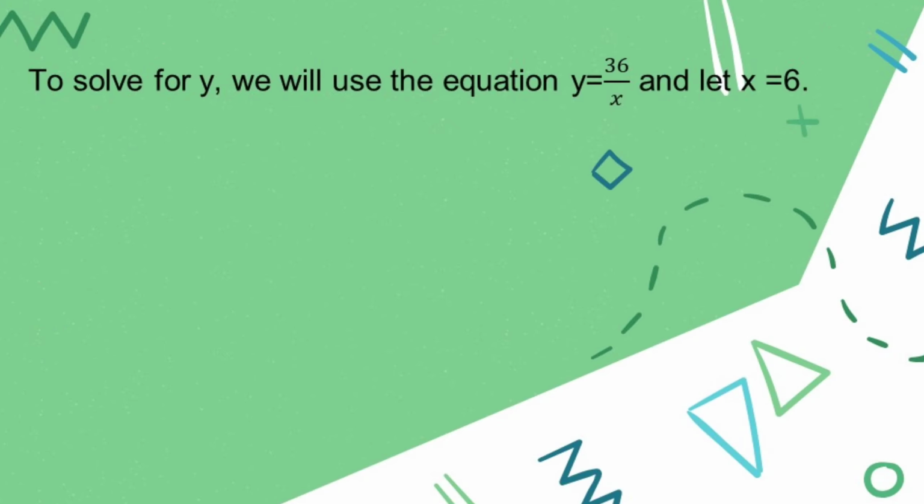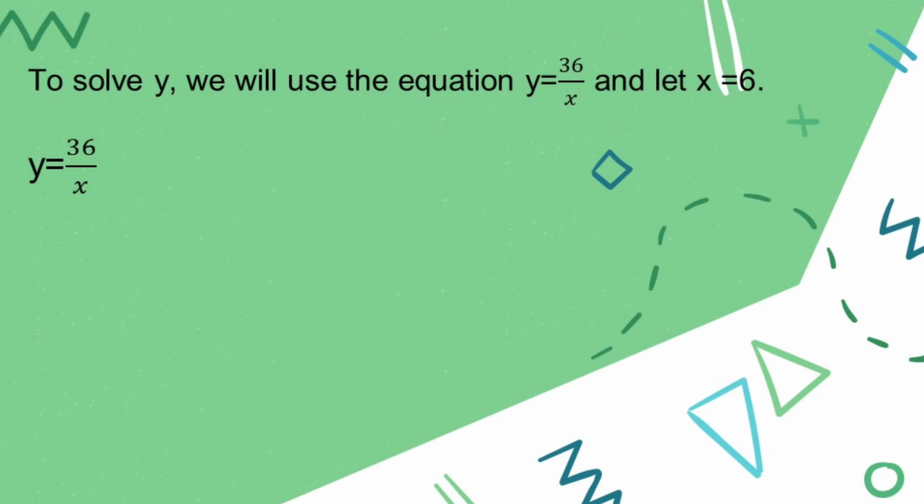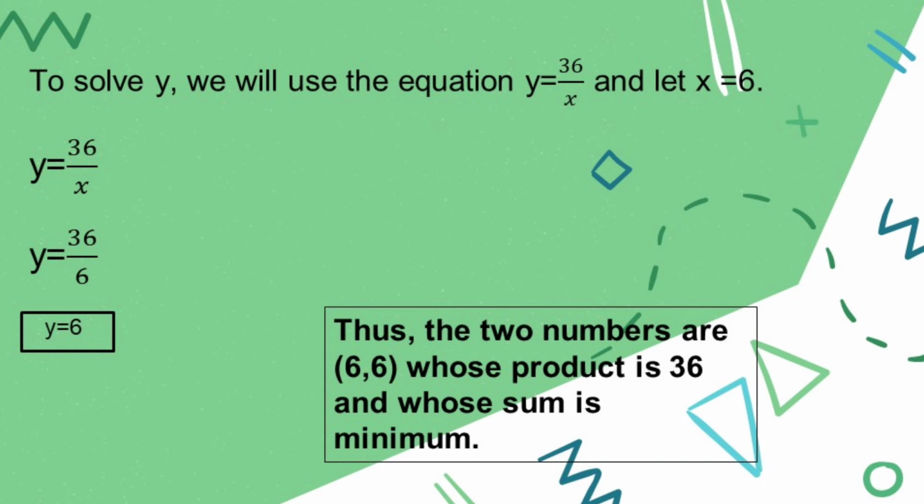To solve for y, we will use the equation y equals 36 over x. Let's substitute the value of x, which is 6. That's why we have y equals 36 over 6. So 36 divided by 6 is 6. That's why the value of y is 6. Thus, the two numbers are 6 and 6, whose product is 36 and whose sum is a minimum.